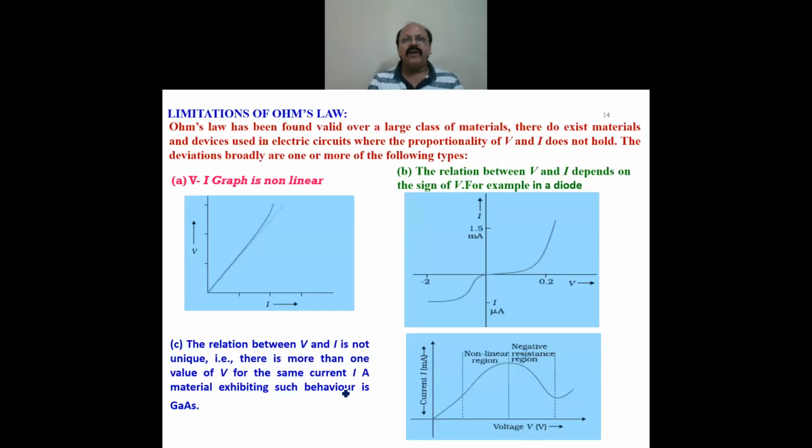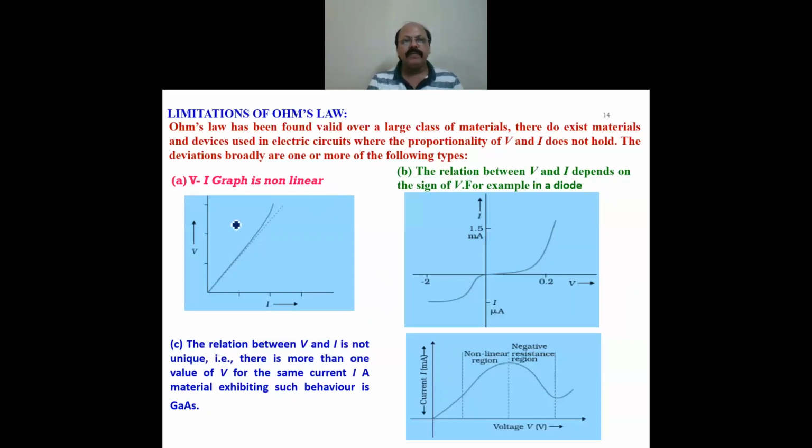Now, the limitations of Ohm's law. As you know, Ohm's law has been found valid over a large class of materials. But some materials and devices do exist in electrical circuits where the proportionality of V and I does not hold. The deviations broadly are of the following types. The first one is that the VI relationship is non-linear.